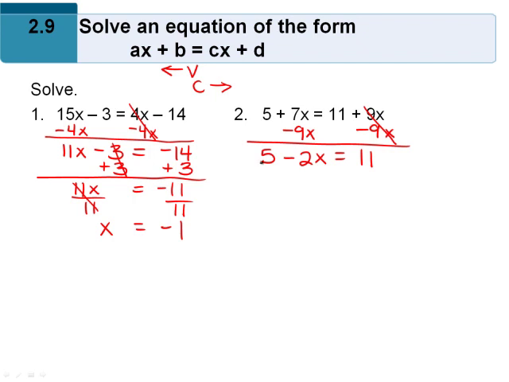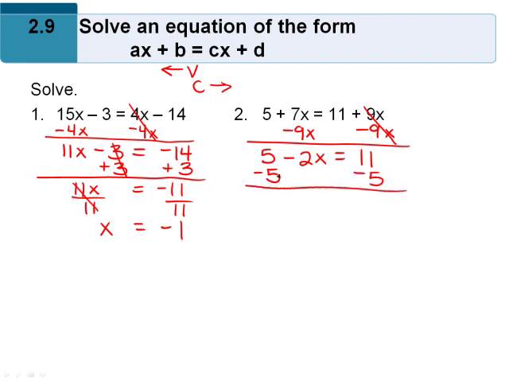Now, look at your problem. If you have a hard time, this is the step where a lot of people just have a brain fart. They don't know what to do. They try and move the 11, totally wrong. Just think about it as a brand new equation. You got to leave the 2x alone. Don't mess with that. We need to get rid of the 5. So I'm going to subtract 5 from both sides.